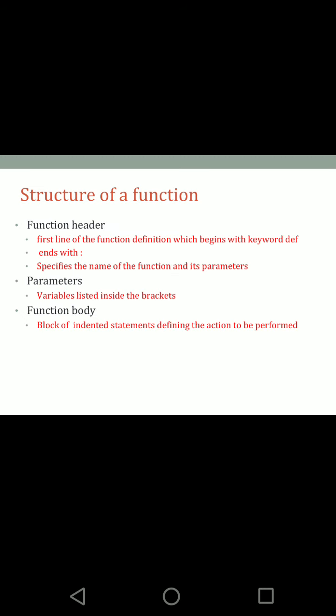So these are examples of the structure of a function. It obviously has a function header, the first line of the function definition, which begins with the keyword def and ends with a colon. It also specifies the name of the function as well as its parameters. And what are parameters? The parameters are variables listed inside the brackets. And why are they used? They are used by the functions to do some work or task on them.